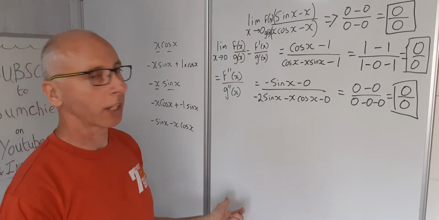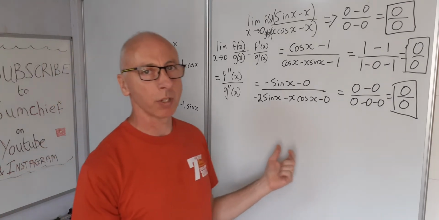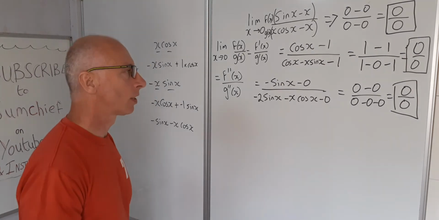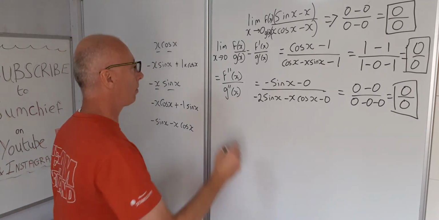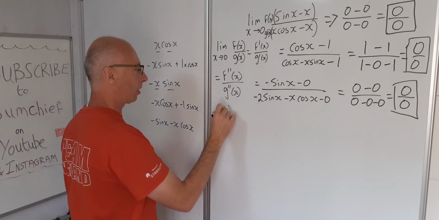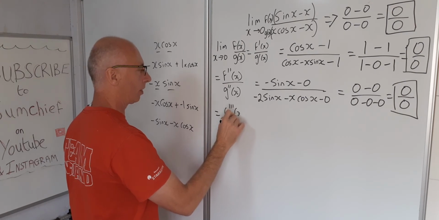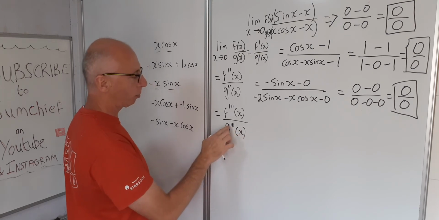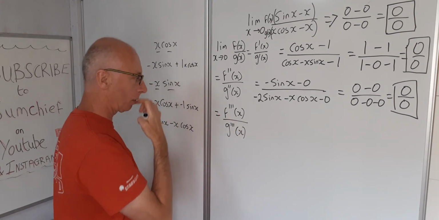Got a feeling this might go on forever. But anyway, if we keep persevering, eventually one of these is going to come good for us. So what we do is now we take the derivative again. So now we can take the third derivative of the functions. We could just put the 3 here, but I'll put the 3 bars there so we can see what's going on.